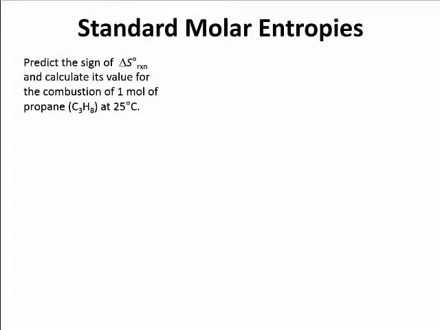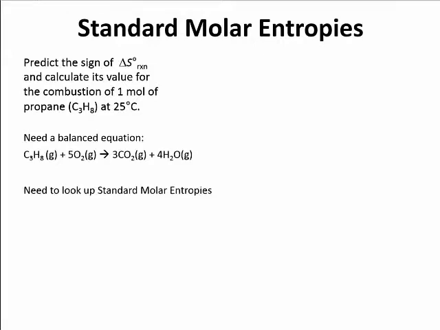Okay, so let's look at an example of this calculation. We're going to predict the sign of delta S of reaction and calculate its value. We're looking at the combustion of 1 mole of propane at 25 degrees Celsius. But in order to calculate a delta S of reaction, we need to know what the products and the reactants are. So we need a balanced equation. It's a combustion reaction, which means we take our compound, add it to O2, and form CO2 and water.